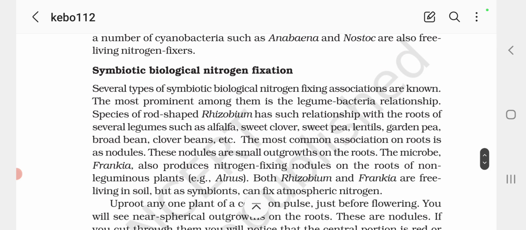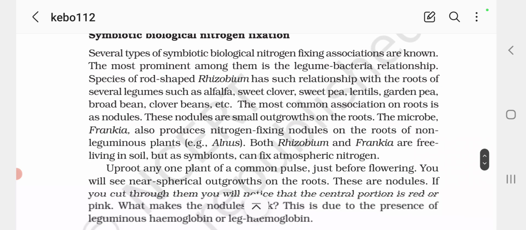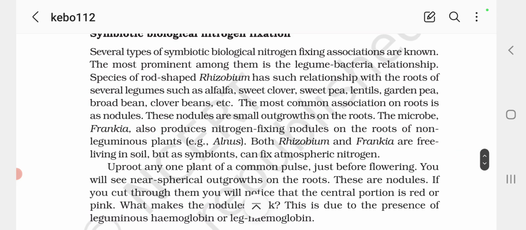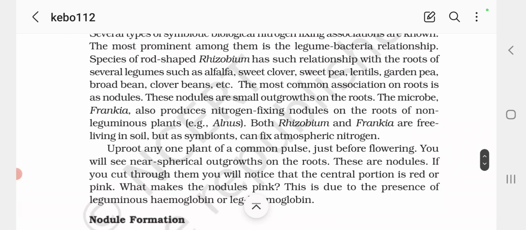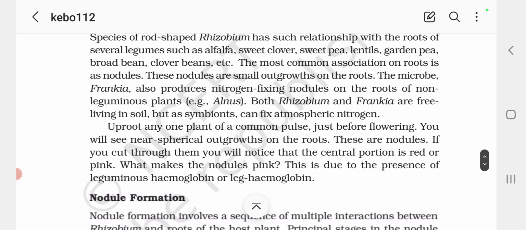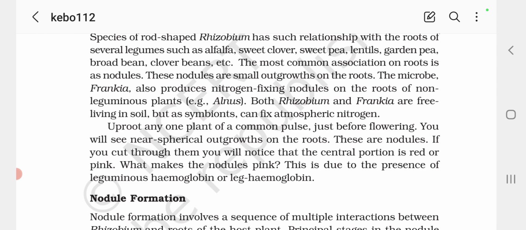Symbiotic biological nitrogen fixation. Several types of symbiotic biological nitrogen fixing associations are known. The most prominent among them is the legume bacteria relationship. Species of rod-shaped Rhizobium have such a relationship with the roots of several legumes such as alfalfa, sweet clover, sweet pea, lentils, garden pea, broad bean, clover bean, etc.